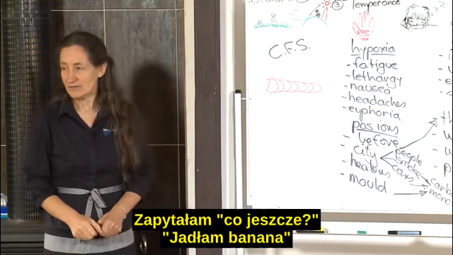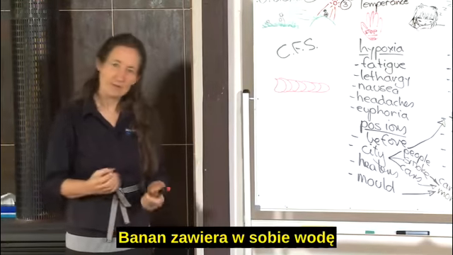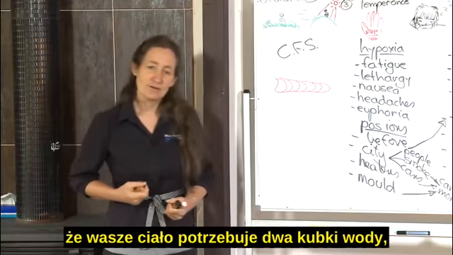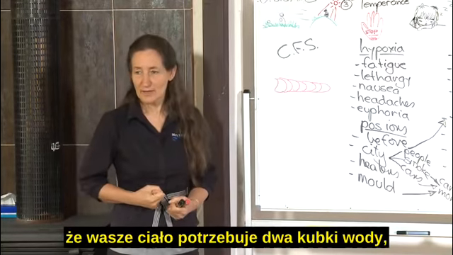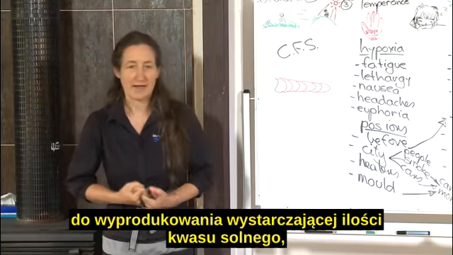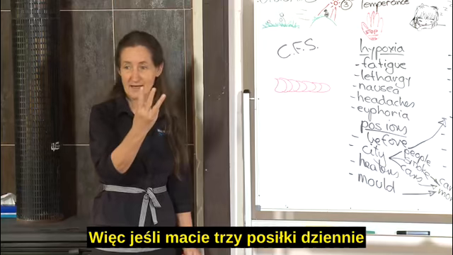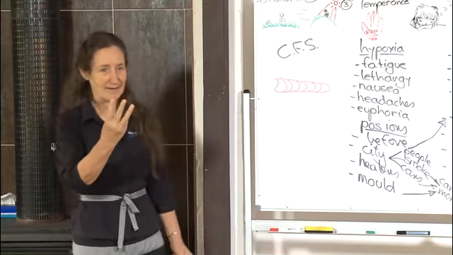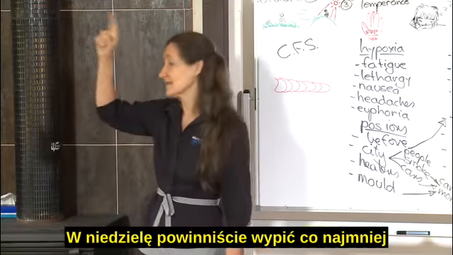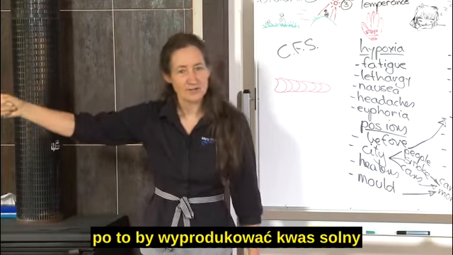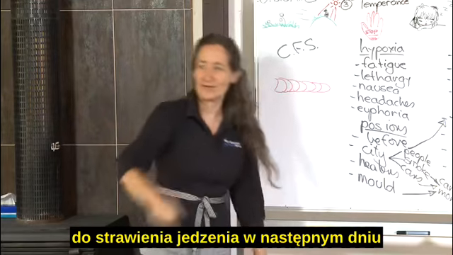I said, "What else did you have?" She said, "I had a banana." Now, a banana would have fluid in it, but did you know that your body needs 2 cups of water to produce enough hydrochloric acid to digest the meal? So if you have 3 meals a day on Monday, on Sunday you have to have at least 6 cups of water just to supply the hydrochloric acid to break down the food for the next day.